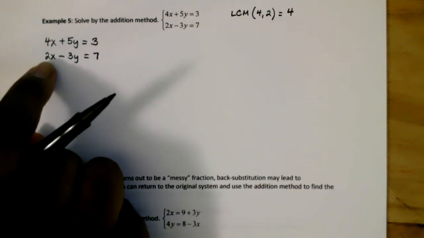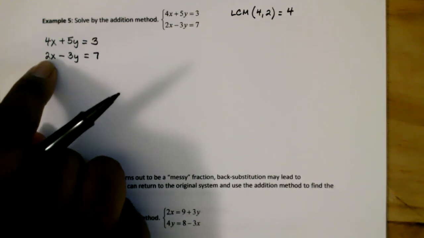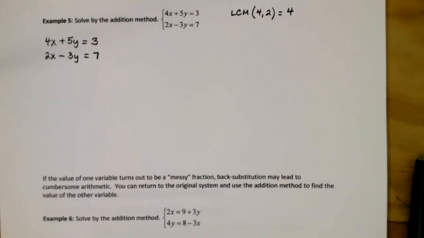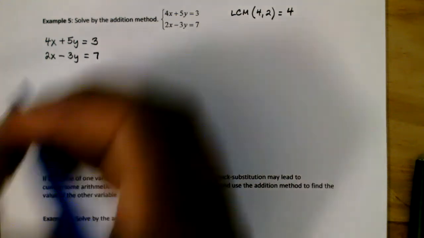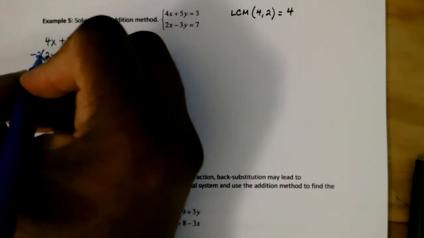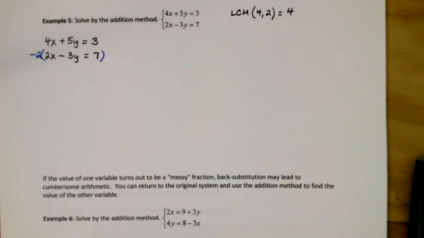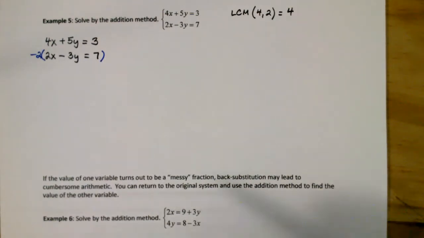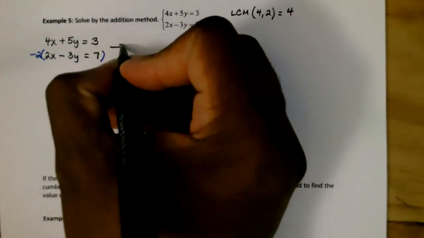Because if I want this to be 4x, and if I want that to be negative 4x, because I need to eliminate the x's, so one would be plus and the other one would be minus, I'm going to multiply that bottom equation by -2. And why negative? Because one has to be a positive 4x, the other one has to be negative 4x. Okay, so this is what I'm going to have.